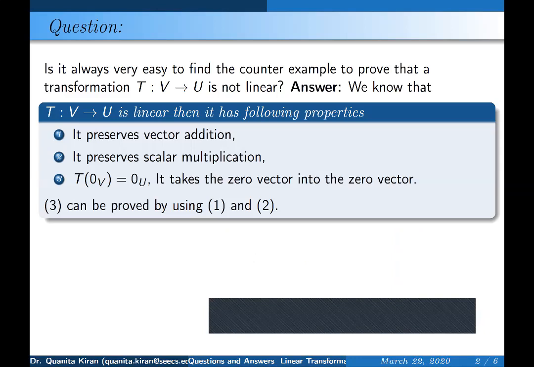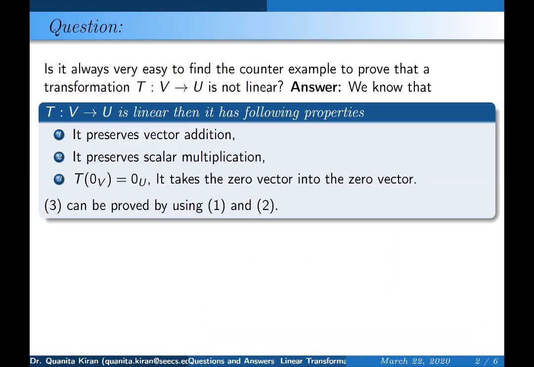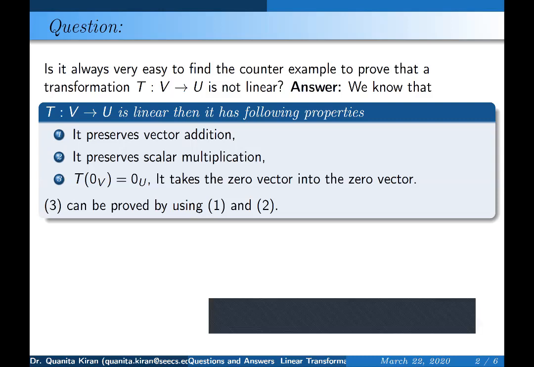So once again, a transformation is linear if it preserves vector addition, it preserves scalar multiplication, and it maps the zero vector into the zero vector. Actually there are two conditions, condition 1 and 2, and the third condition can be easily verified by using conditions 1 and 2. But this third condition is very beneficial when we prove that the transformation is not linear.